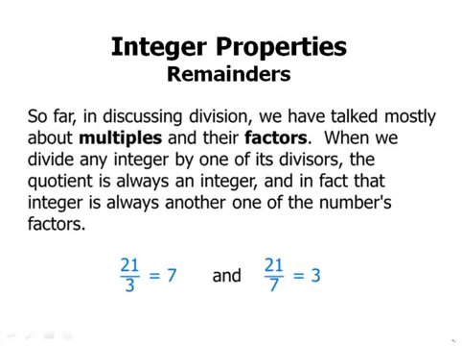So for example, 21 divided by 3 is 7. Well, 7 of course is a factor of 21. In fact, this is related to the fact that 21 divided by 7 equals 3. Both of them are connected to the fact that the product of 3 and 7 is 21. Those are both factors of 21.